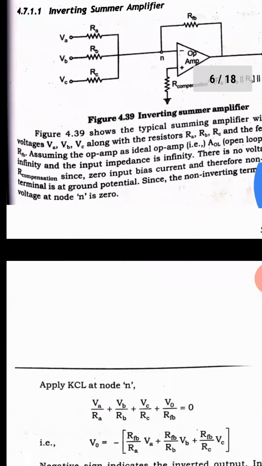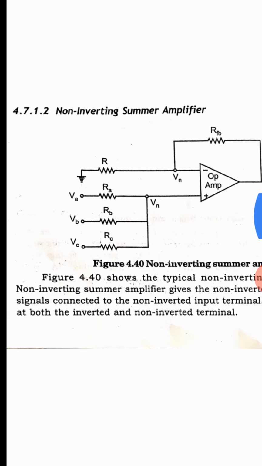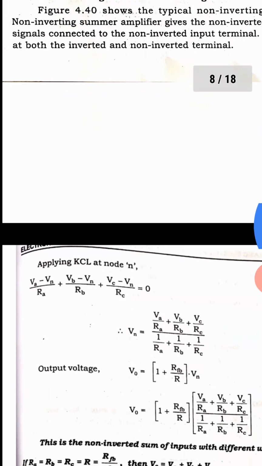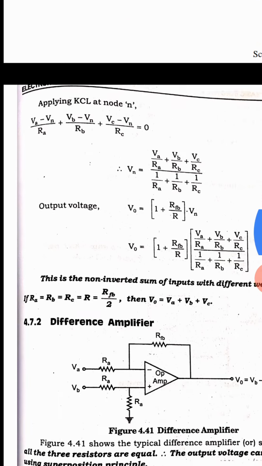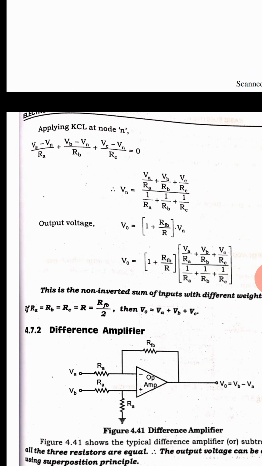The same is implemented with more than one source. That's all. Nothing is a difference. So Rf by Rn is equal to Vn. Substitute Vn here. So here also we can select RA, RB, RC equal to feedback divided by 2. The value will be equal to the summation of VA plus VB plus VC. Here the input is given in the non-inverting side, so the output will be positive.